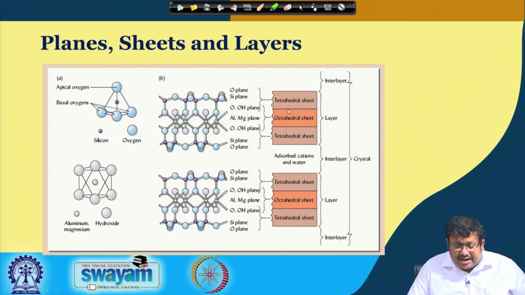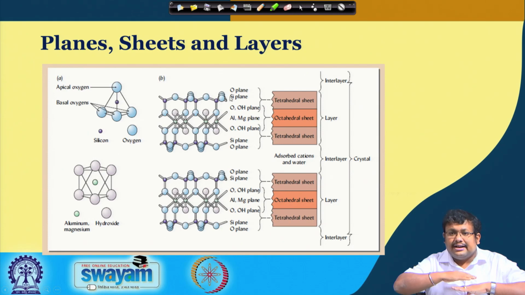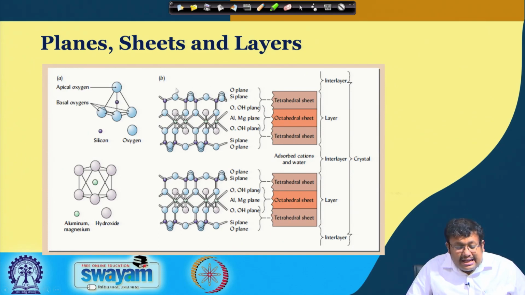Now, in the 2:1 type of structure, let us see how they are joined together. This is a tetrahedral sheet. If you consider the tetrahedral sheet inverted, then obviously the basal anions will be an oxygen plane. So, the basal plane will be an oxygen plane, followed by the silicon plane, which is the major cation, and the apical oxygen of each of these tetrahedra will be shared with the adjacent octahedral sheet.